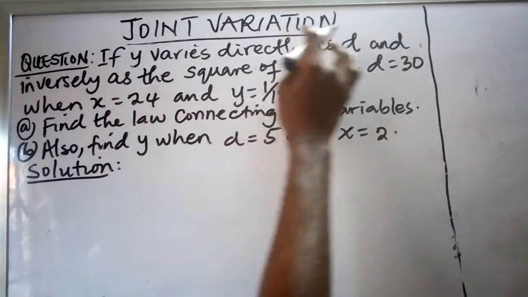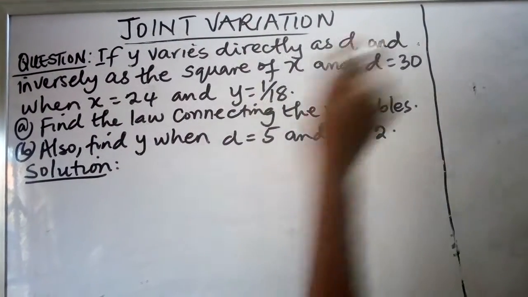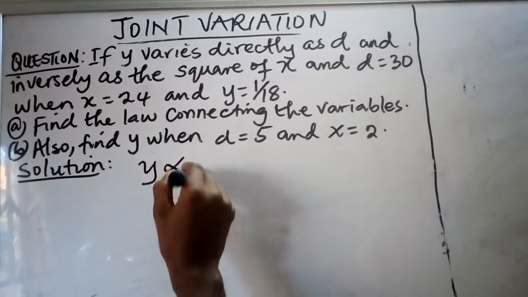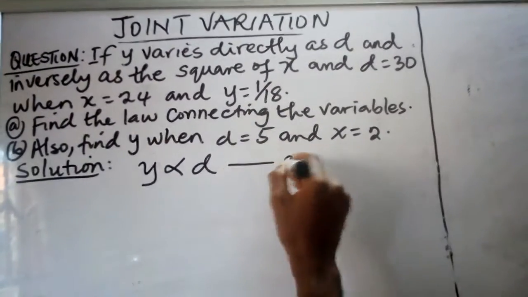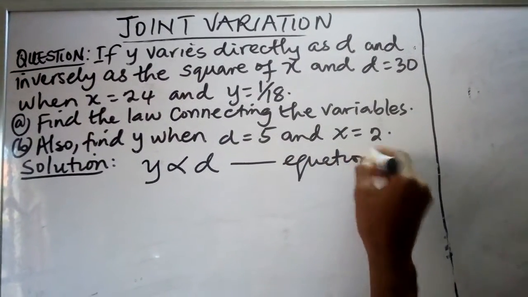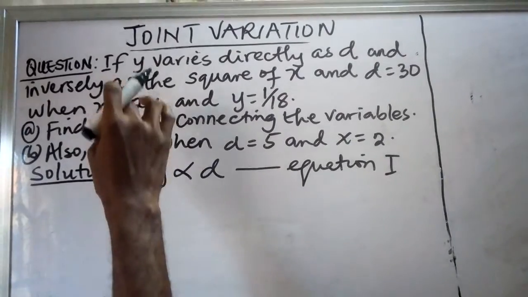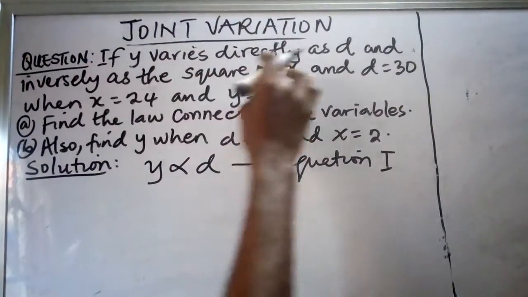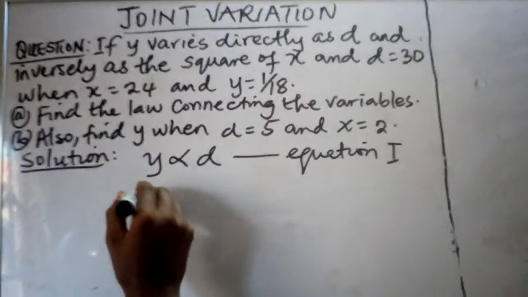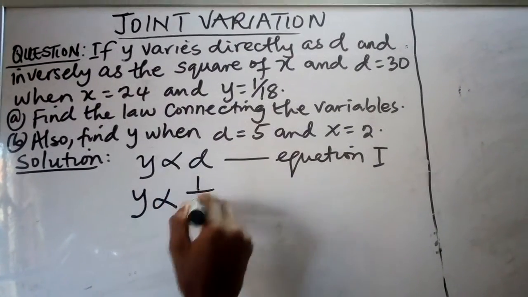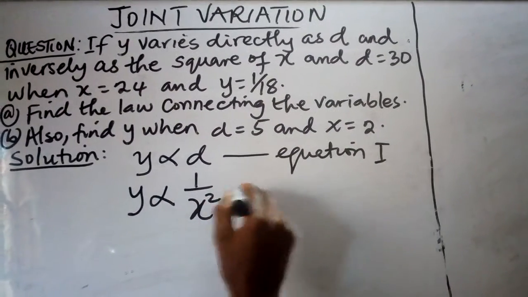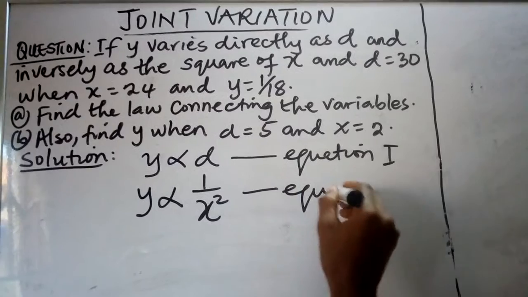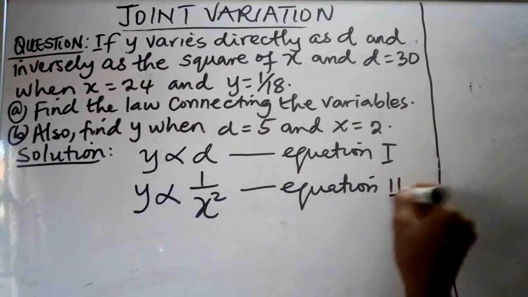Solution: y varies directly as d. Let's call this equation 1. The next one, y varies inversely as the square of x. We call this equation 2.